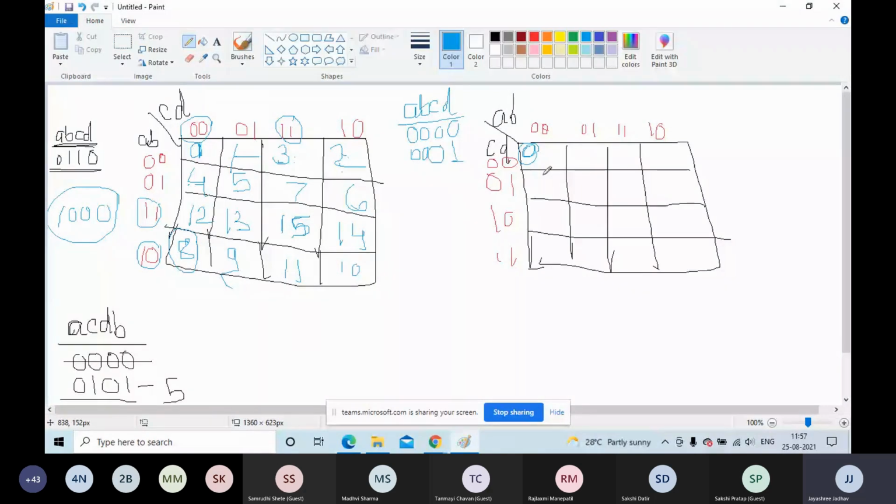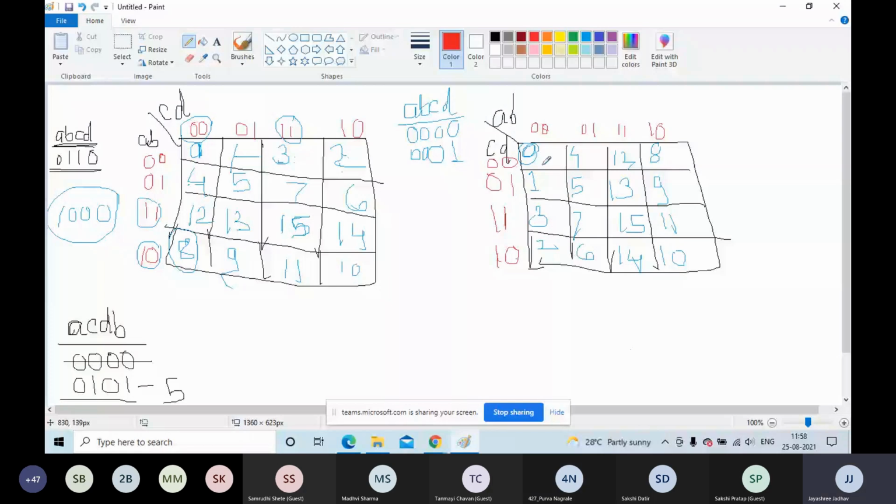This is 0, 1, 2, 3, 4, 5, 6, 7, 8, 9, 11, 12, 13, 14, 15. Sorry, here I need 1, 1, 1, 0. It's my mistake, I'm sorry, because this is the standard sequence. Yes. Now you can see. You understood the way I have written the decimal numbers into the K-map cells.